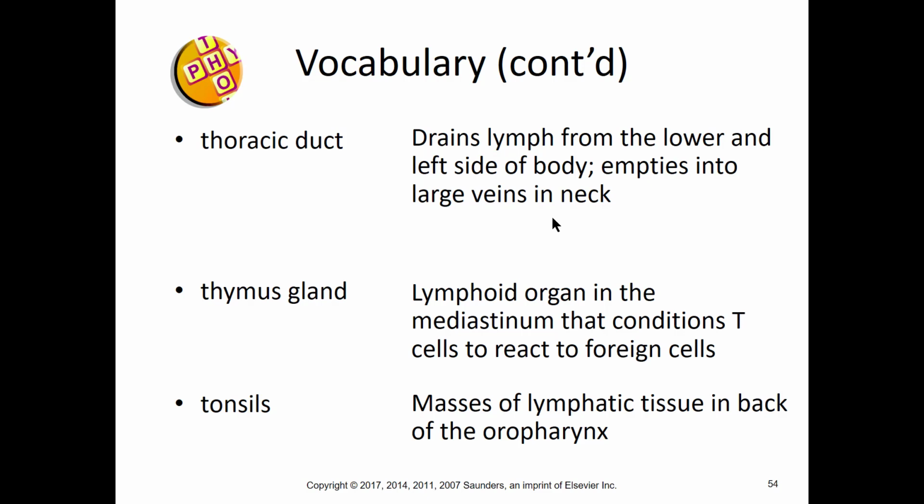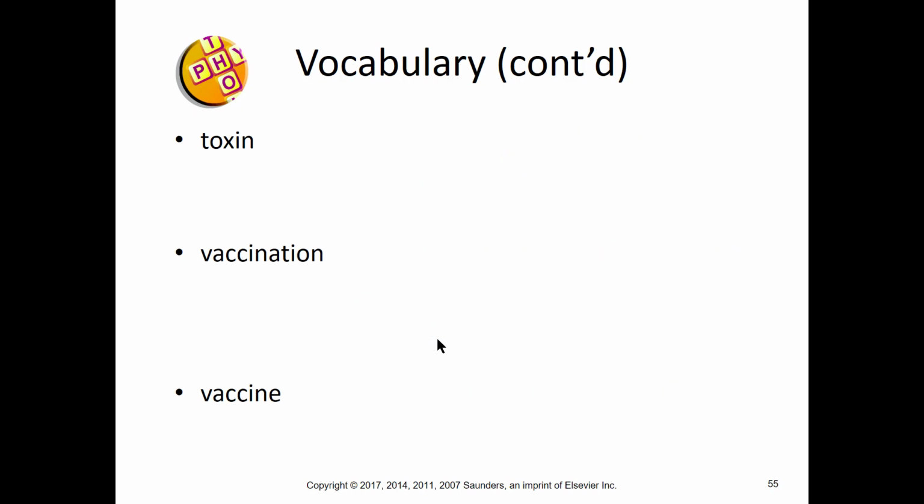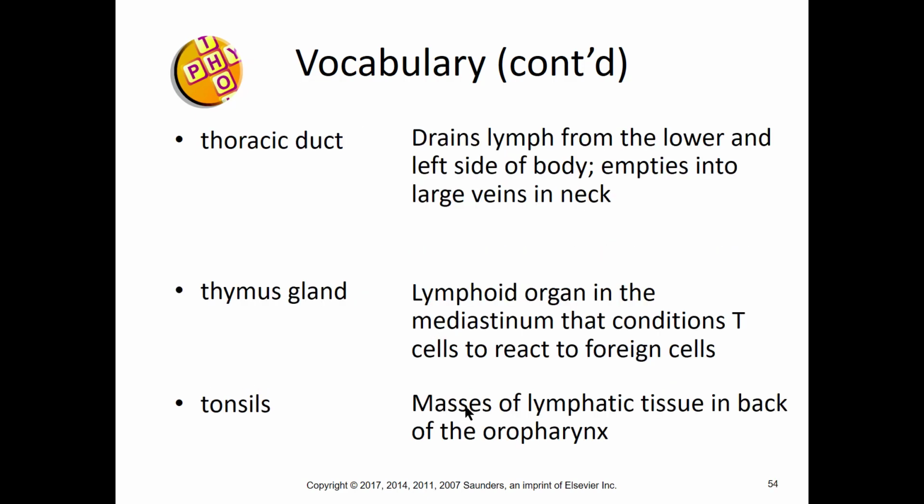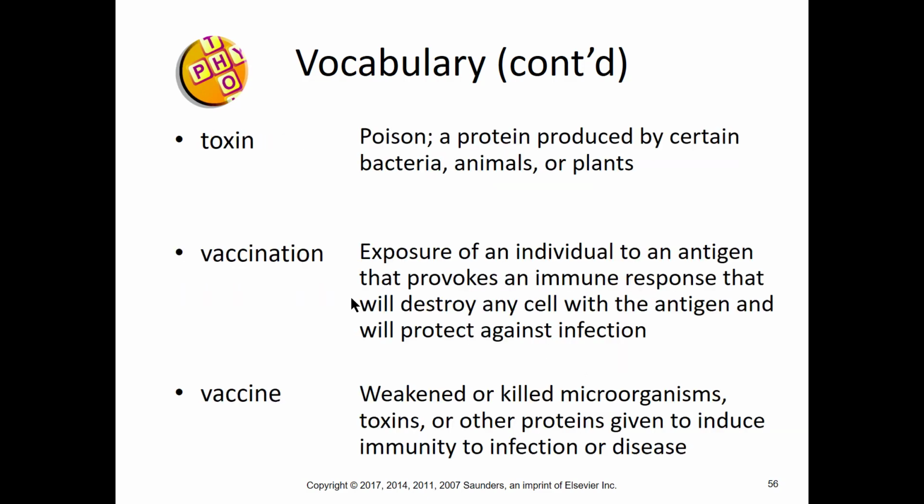It's called the thoracic duct. The thymus gland, we discussed this. It vanishes when you become an adult, and it's important in immunity in early life. Tonsils are a mass of lymphatic tissue in the back of the oropharynx. That's why they're important, because they sometimes get inflamed and you get tonsillitis and you need an antibiotic, otherwise you will not heal. A toxin is a poison, a protein produced by certain bacteria, animals, and plants. When you get poked, you get poison, etc.